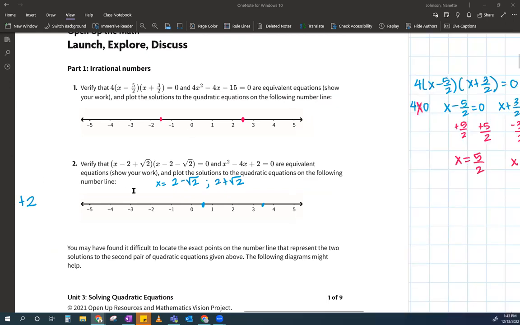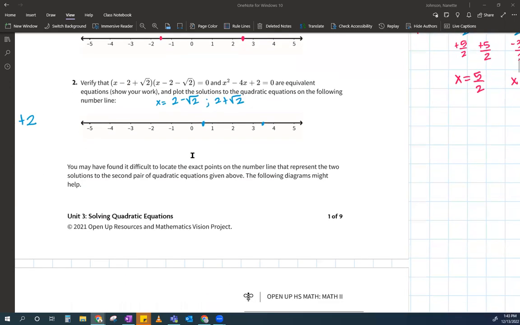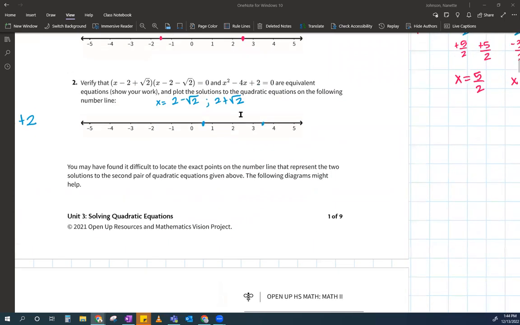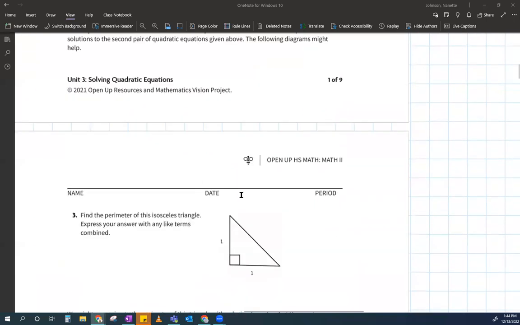Yeah, so I've convinced you that this is the easier one to solve. I'm glad. So you may have found it difficult to locate the exact points on the number line that represented the 2 solutions for the second pair, right? I just put numbers around. It wasn't exact, right? The following diagrams might help.